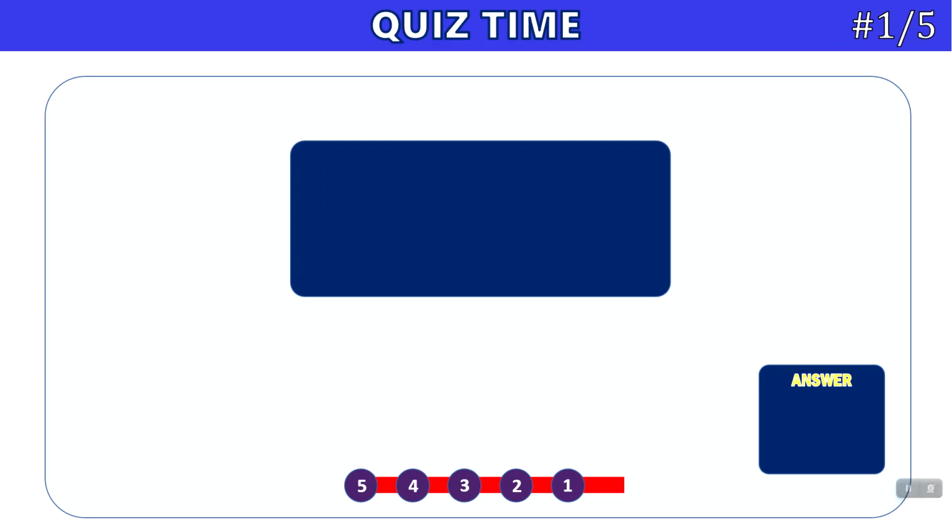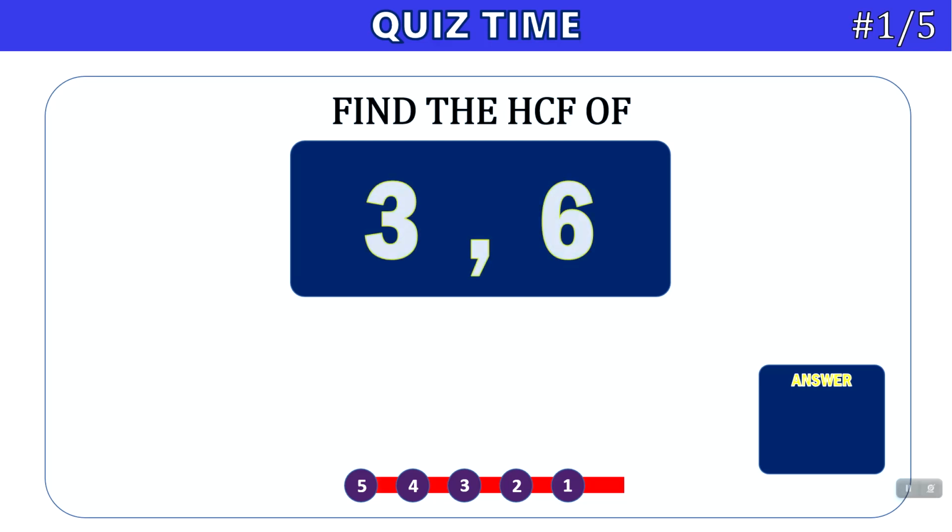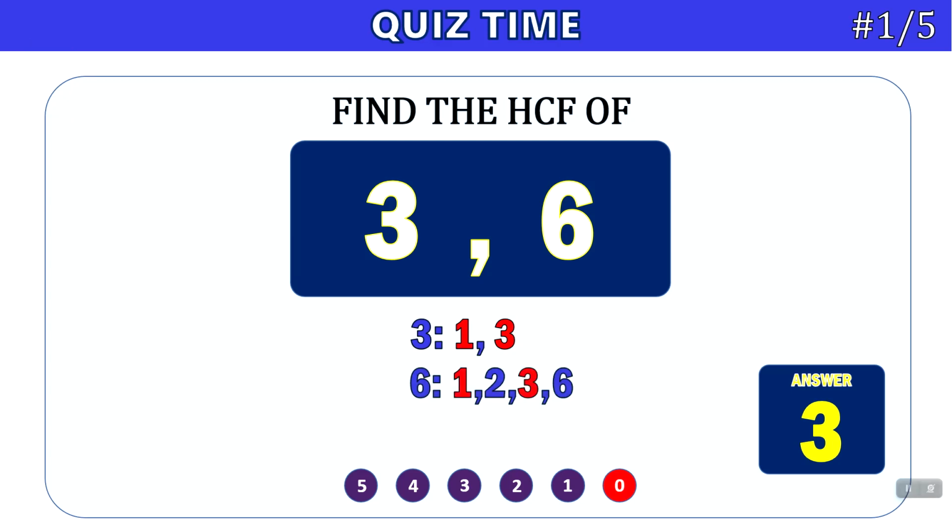And now it's quiz time. You have 5 seconds to answer the following. Find the HCF of 3 and 6. Time's up. The answer is 3. The factors of 3 are 1 and 3. The factors of 6 are 1, 2, 3, and 6. And we can see that the highest common in red is 3.